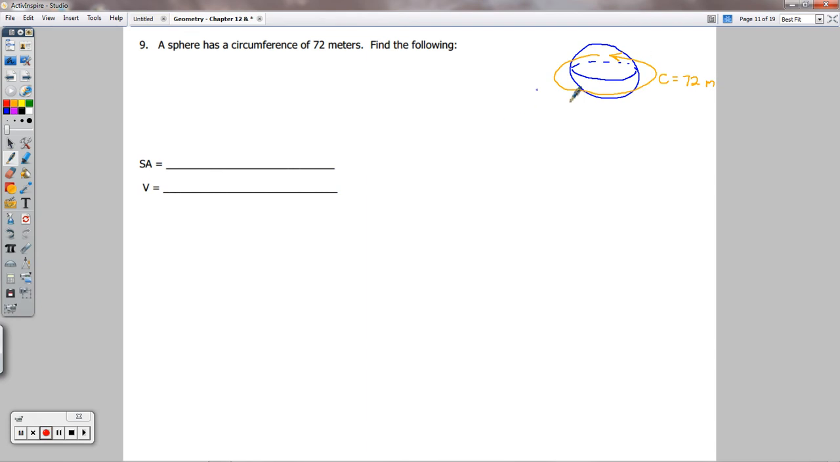So the circumference of that circle, that great circle, is going to be 2 pi r. So you're going to say 72 equals 2 pi times the radius. You divide both sides by 2 pi and you have the radius. So that would be 36 on the top. If you reduce that, 36 over pi is your radius. So we're going to take that. You could approximate that, but let's leave it like that for a better answer in the end.